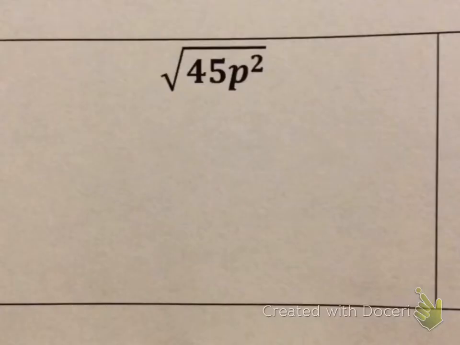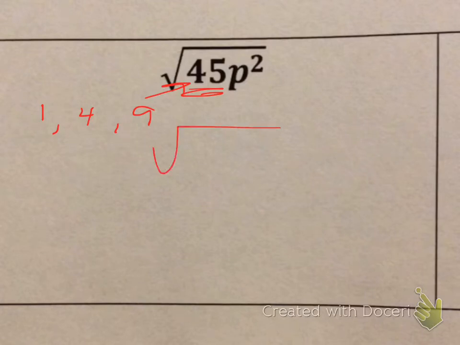All right, same thing on this next one. The first thing I want to do is identify my perfect square numbers to see if I can find one in the number 45. So 1 times 1 is 1, 2 times 2 is 4, 3 times 3 is 9. Oh, I think that 45 is divisible by 9. So let's write that out with a 9 in it instead and see what we get. So 9 times 5 is 45, and then p squared is p times p.